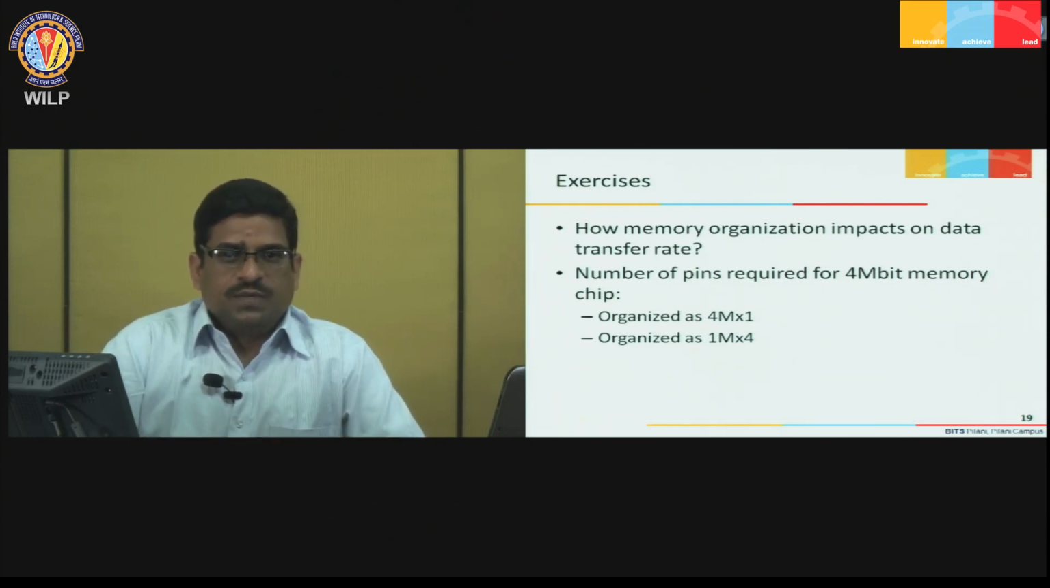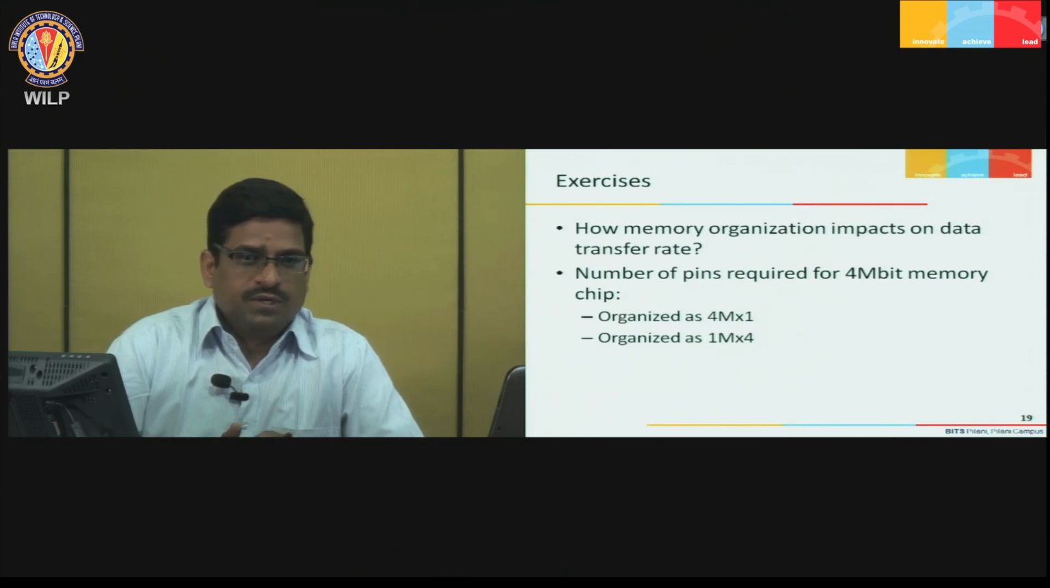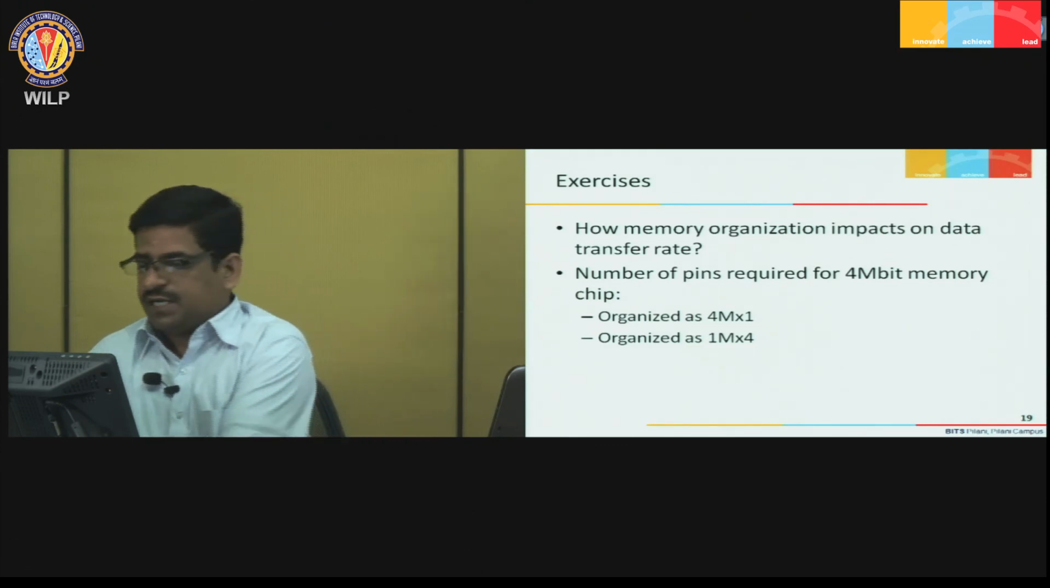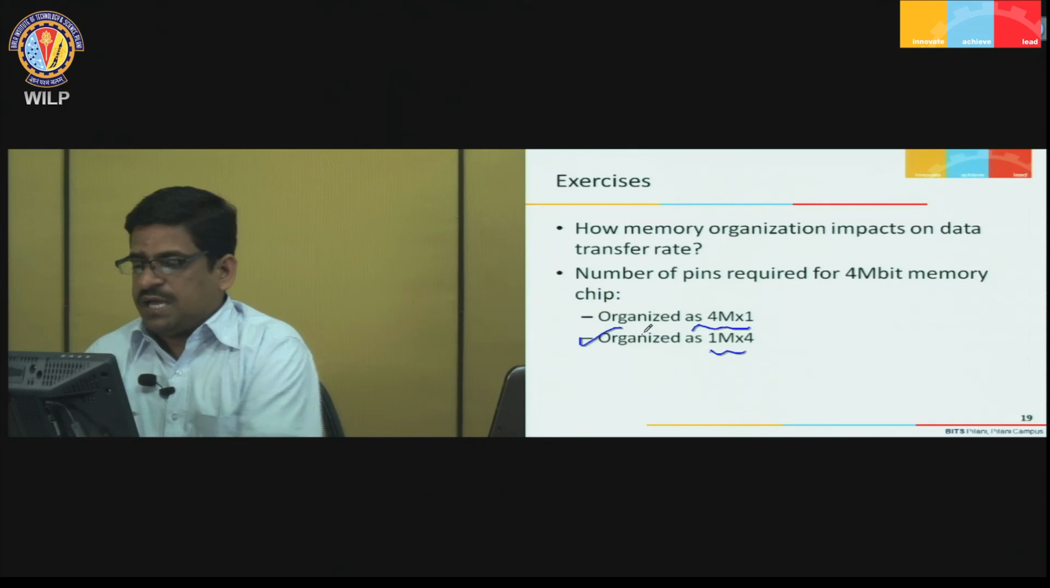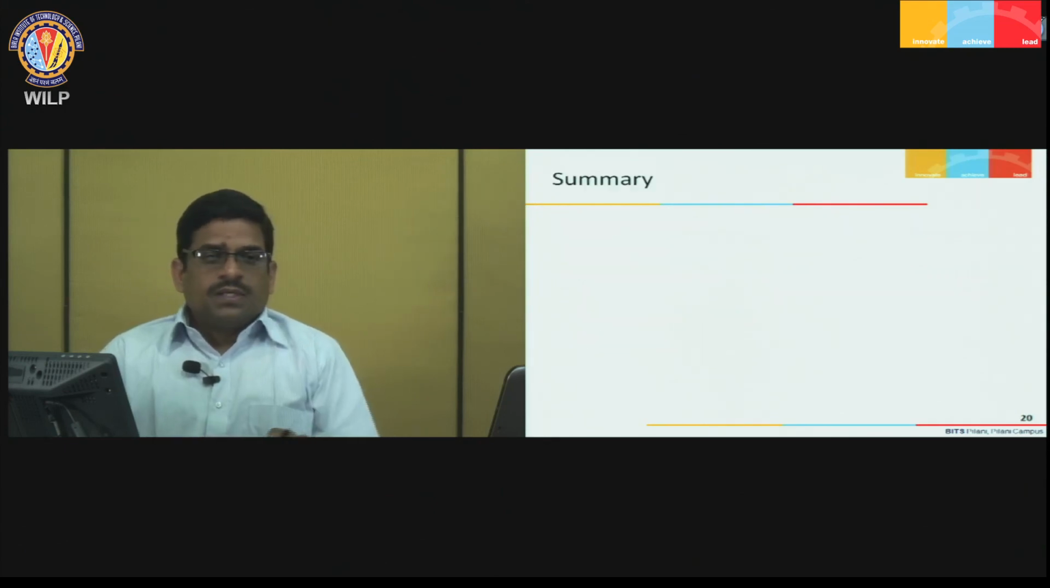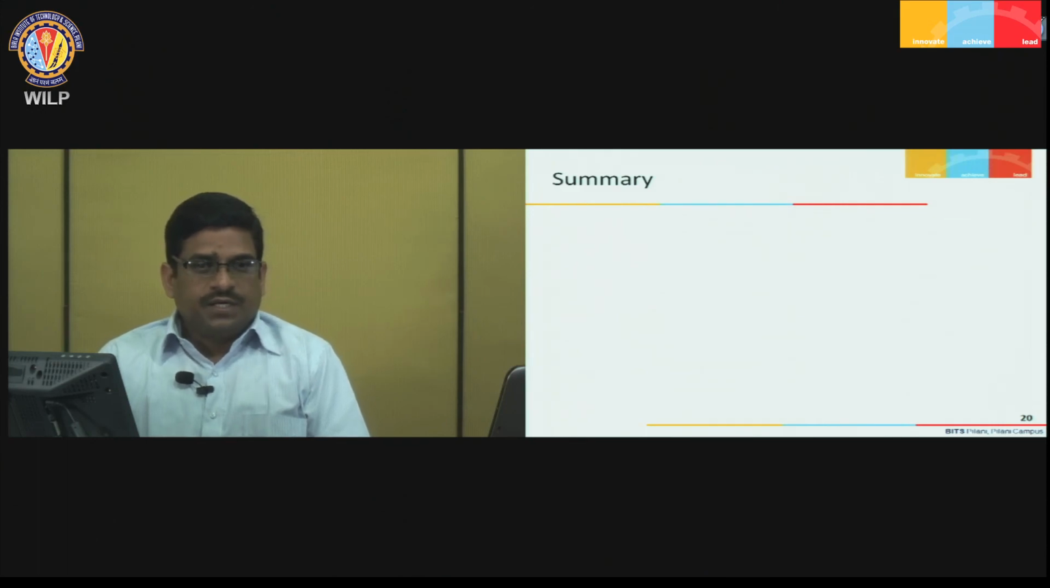One question is how memory organization impacts the data transfer rate, how the memory organization can make a difference in terms of the data transfer rate; that you have to answer. The second question is the number of pins or external connections required for a 4 megabit memory chip if it is organized as 4M cross 1, that is the first organization, and the second organization is 1M, M stands for mega, cross 4 bits.